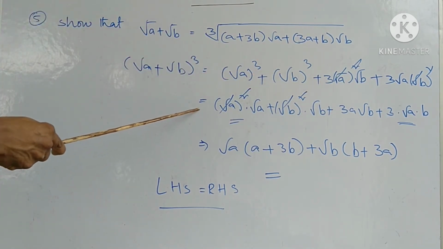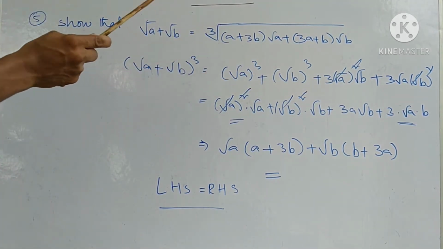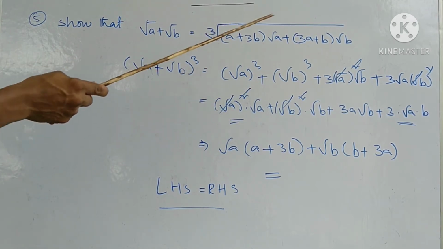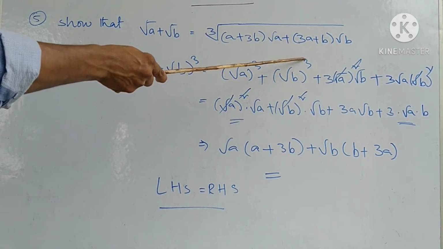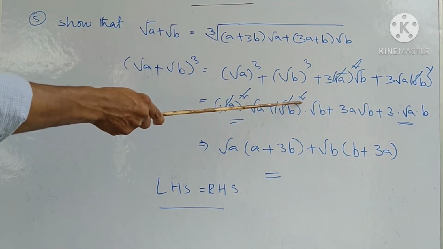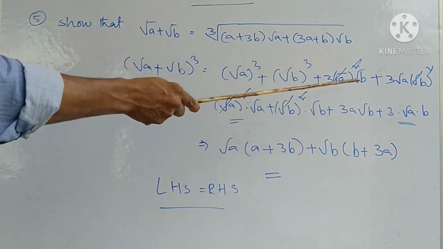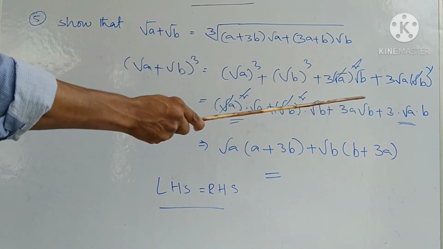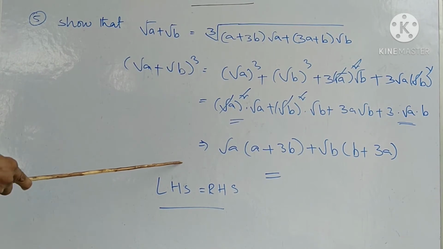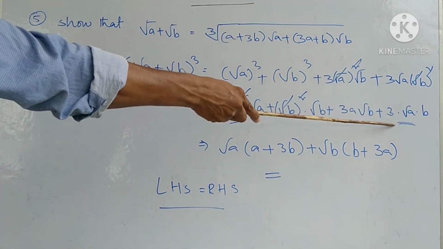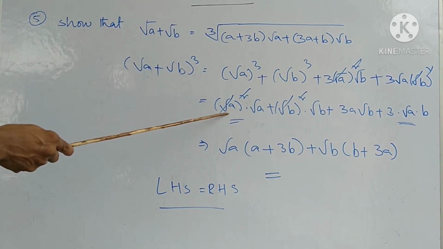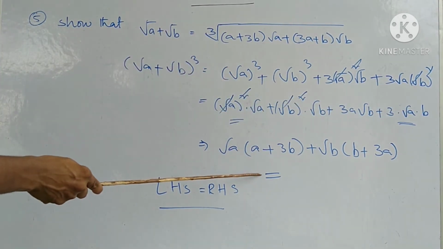So that is equal to root a whole cube, which means root a square into root a. Here the square root cancels. Plus root b whole cube means root b whole square into root b. Here the square root cancels. Plus 3 into a into root b plus 3 into root a into b. So that is equal to, here in both terms root a is common. Remaining terms are a plus 3b.